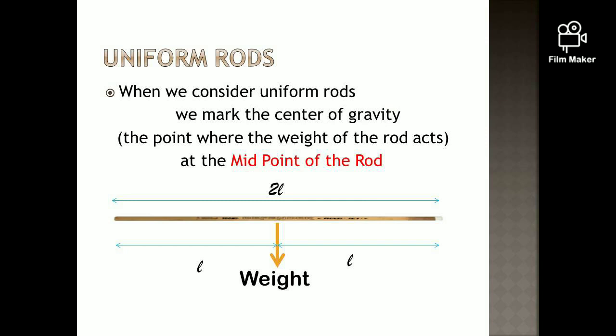In our earlier grades we have learned about the center of gravity. What do we mean by the center of gravity? The center of gravity is the point where the weight of an object acts. If the rod is uniform, we consider the center of mass to be at its midpoint. For example, if you have a rod of length 2L, the center of gravity would be at a distance L from each end. That's what you have to understand about the center of gravity of a uniform rod.